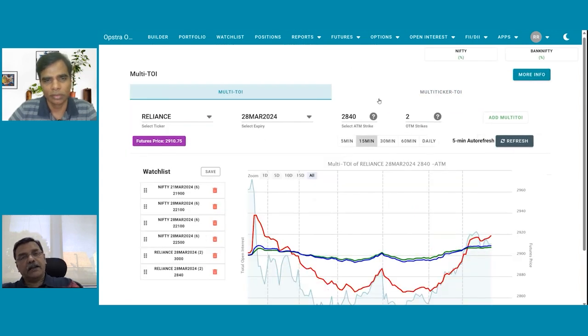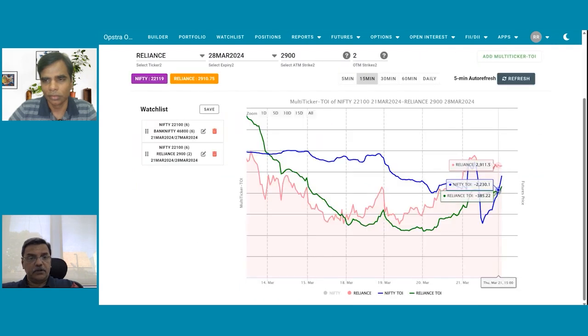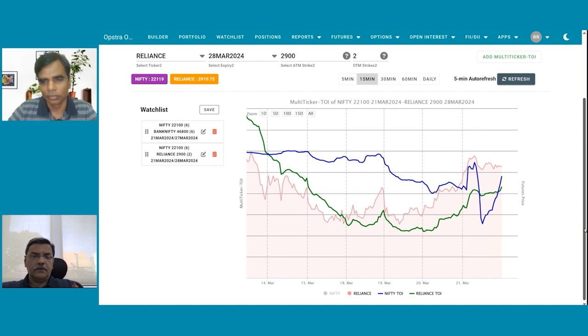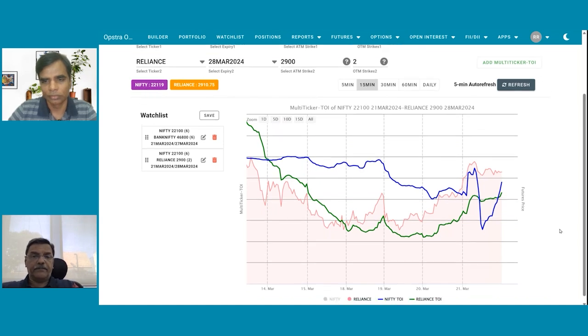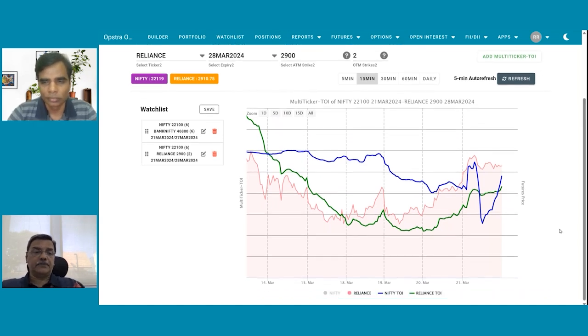Many times it happens that Fin Nifty expiry is on Tuesdays, and there are some stocks which move together, of Bank Nifty and Fin Nifty. So that RS also helps in identifying which is moving, which is not moving. So that was the idea of multi-ticker TOI.